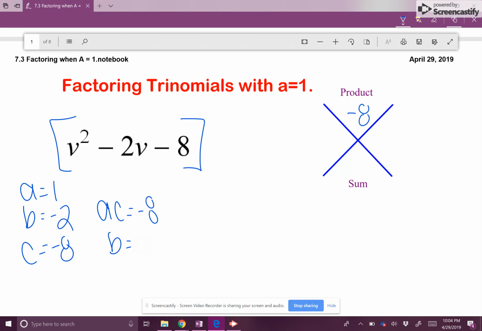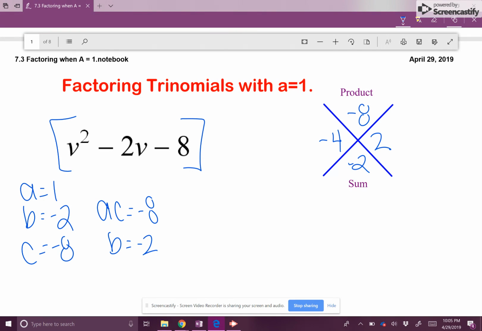And our B value, again, is -2, so we're looking for numbers that add up to make -2. What goes to the right and to the left of the X is the two factors that multiply to make -8 and add together to make -2. Those two numbers are -4 and 2. -4 plus 2 makes -2. -4 times 2 makes -8.